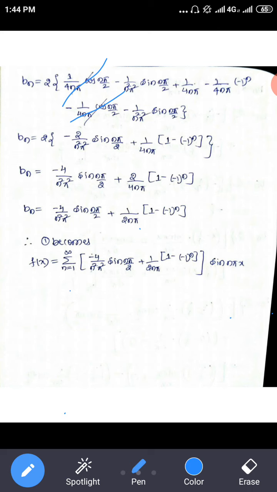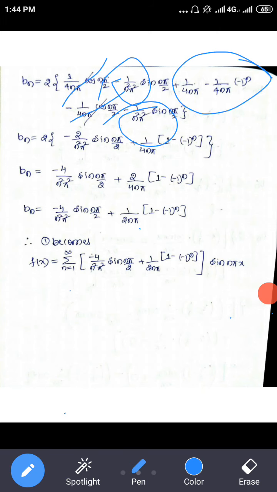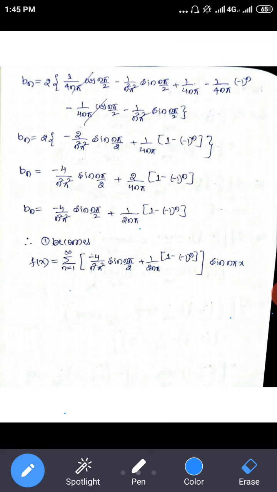So what remains? This is minus 1 minus 1, that is minus 2 divided by n square. See, both the terms are the same. So minus 2 divided by n square pi square sin n pi by 2 plus 1 upon 4 n pi. Here between these two you can see what is common: 1 upon 4 n pi is common, 1 minus minus 1 raised to n. So that 2 we will take inside now. So that is minus 4 divided by n square pi square sin n pi by 2 plus 2 divided by 4 n pi, 1 minus minus 1 raised to n.